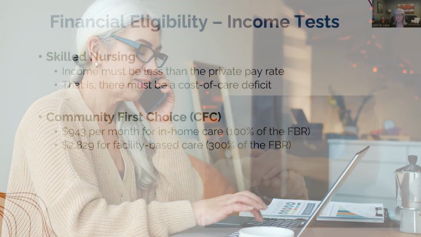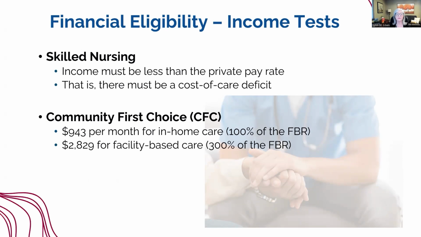There is a program that's called the Community First Choice, which covers care at home or in an adult family home or assisted living. And the income standards for that are much lower. For in-home care, it's $943 currently. And for care in a facility, it's 3 times that, or $2,829. And this is gross income.